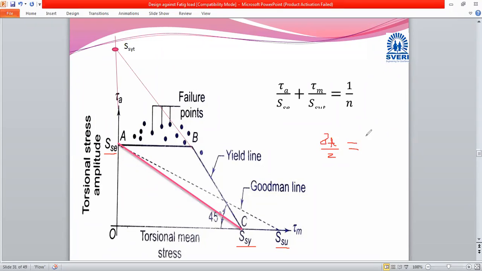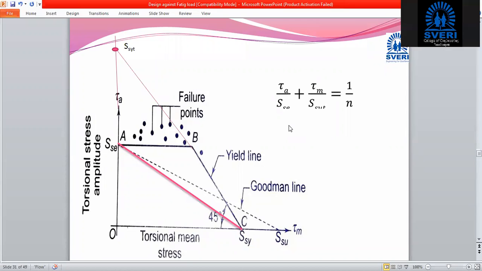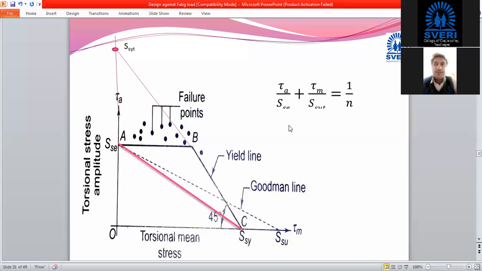We have seen in theories of failure with the shear stress, and based on that, again we have calculated the factor of safety for the shear stress. Now here, while we are going to design any component which is subjected to fluctuating stress, at that time we have to take help of this modified Goodman diagram, and we have to calculate what the factor of safety is and which factor of safety we can select.